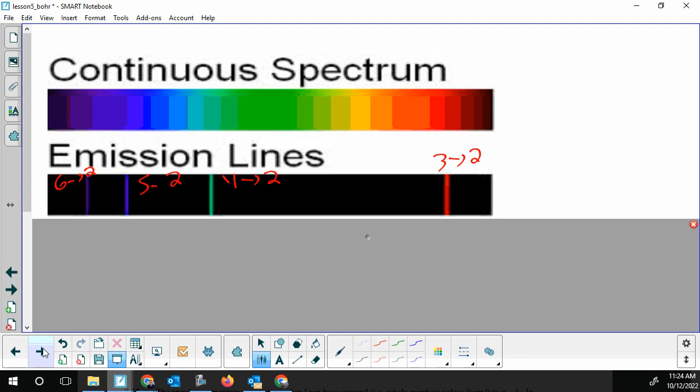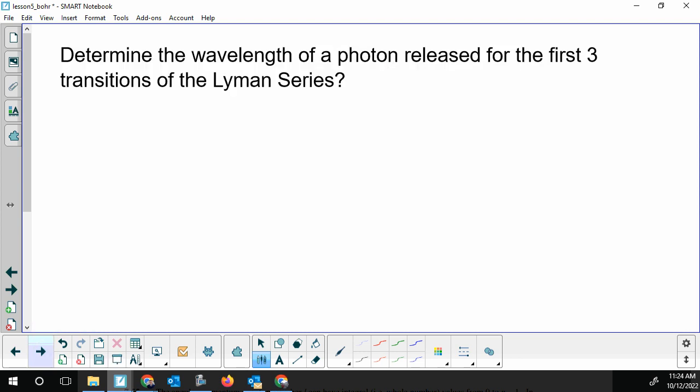So we're getting near the end. We're going to do a little bit of math with the Lyman series, which is a great lead-in for you doing the Balmer series on your own. So I'm going to determine the wavelength of a photon released, or a quanta released, that was the term I used a couple lessons ago, for the first three transitions of the Lyman series.